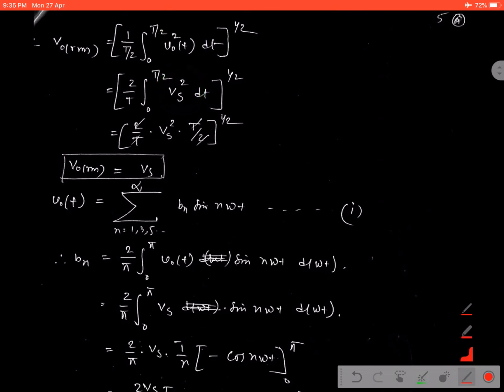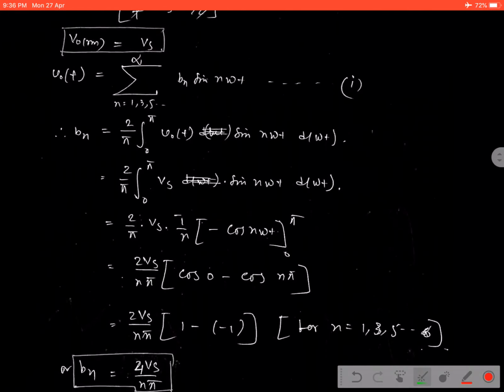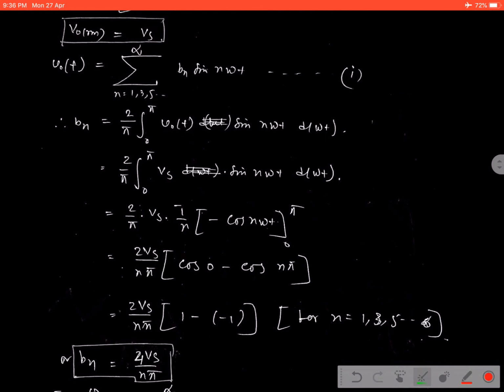So after integrating, we will get the result similar in this way, that is Vs square, and considering the limit part, that is 0 to T by 2, we will get the result, that is Vs. So the RMS value is similar to the input voltage, the magnitude of input voltage, that is Vs. Then go for the calculation of the periodic signal, that is defined by V0(t), from the Fourier series.